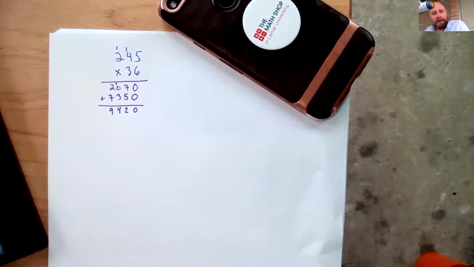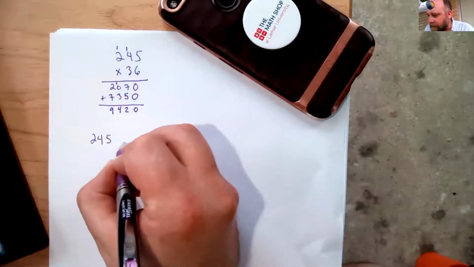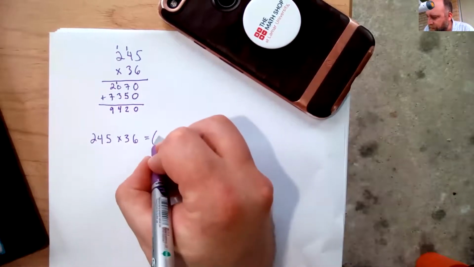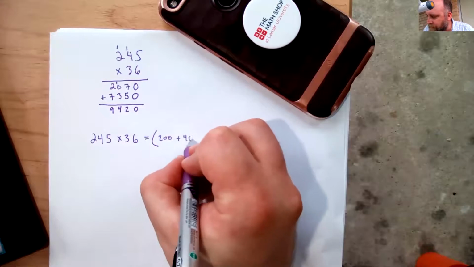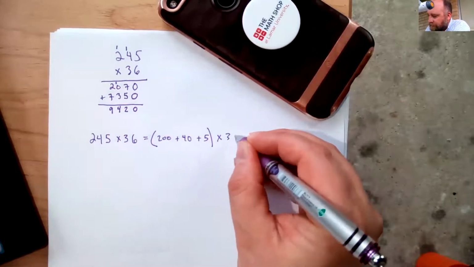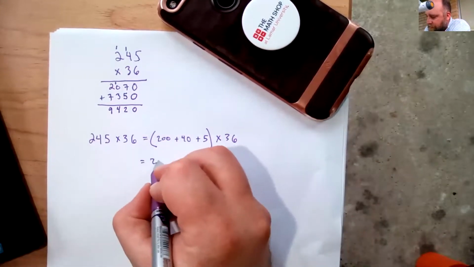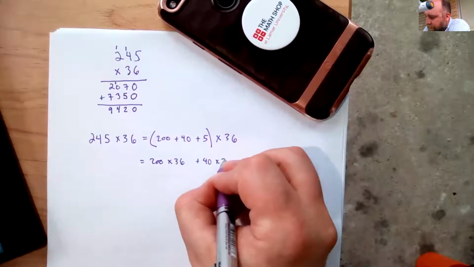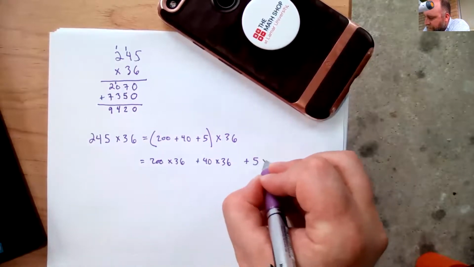like that. And here, what's going on is we're simply breaking up both 245 and 36, and we're using the distributive law twice. 245 times 36 equals 200 plus 40 plus 5 times 36, which is equal to 200 times 36 plus 40 times 36 plus 5 times 36.